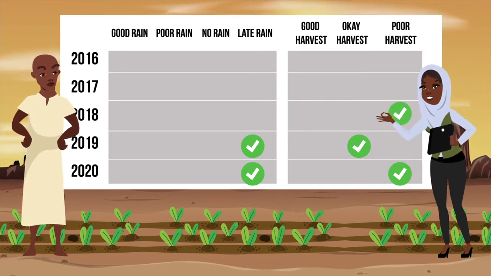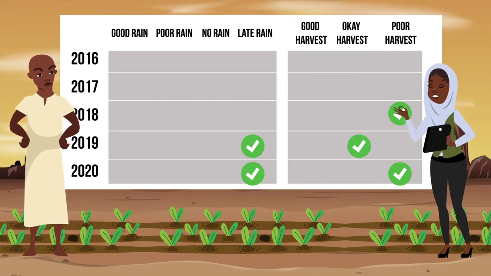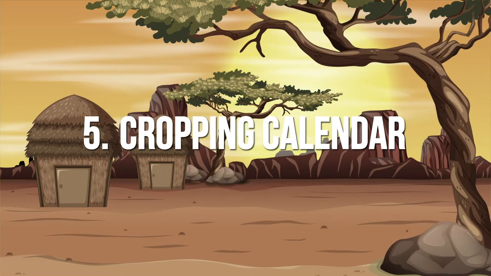2018 was a terrible year. There was almost no rain. We had to get food aid from the government. And so on. 5. Cropping calendar.